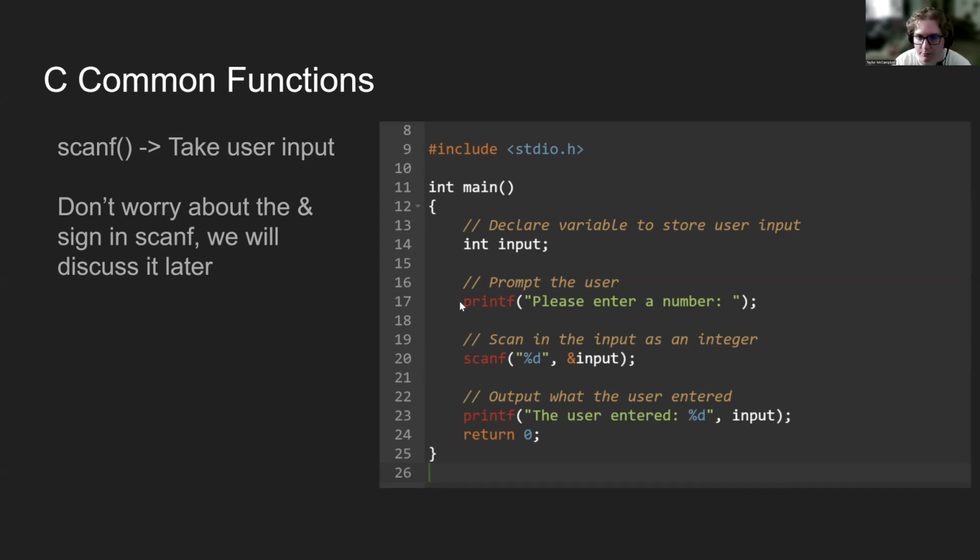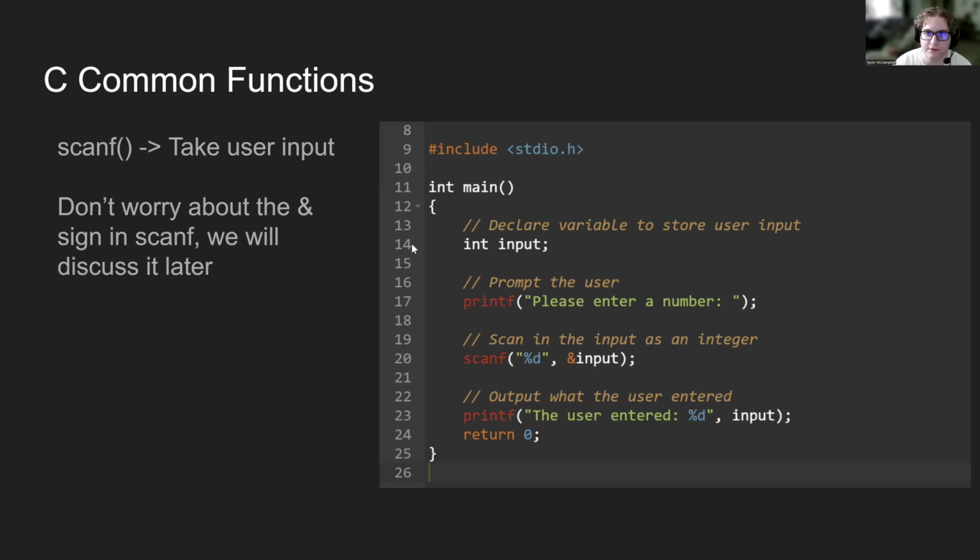So in this case, I printed out, please enter a number. And then I scanned in an integer, so I provided it as a string in the first argument of scanf. And then the number that they enter is going to get stored in this input variable. And then I'm going to print it back out. The user entered %d because it's an integer, and then I give it the input variable again. So this is going to populate that variable so we can actually use it in our program. And scanf is the function that does user input.